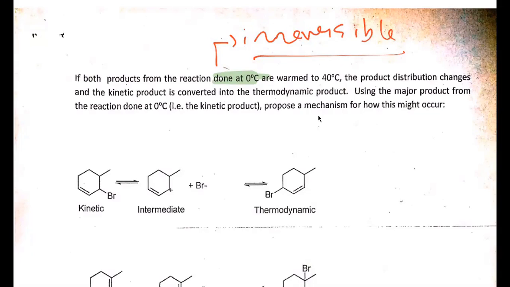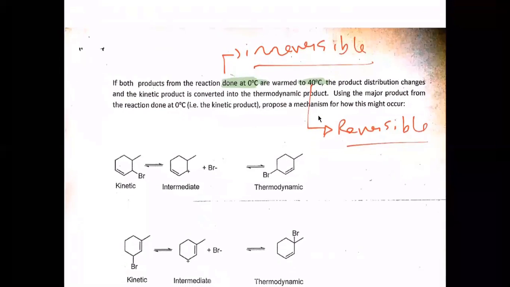Anytime you do the reaction at low temperature, it cannot go back. Once you get to the intermediate and then you cross over the barrier to get to the product, it can't go back. It's irreversible. When you do the reaction at higher temperature, like at 40 or 37 or room temperature, that is a reversible reaction. So low temperature, irreversible. High temperature is reversible. I'm just going to give you a quick illustration of what that means.